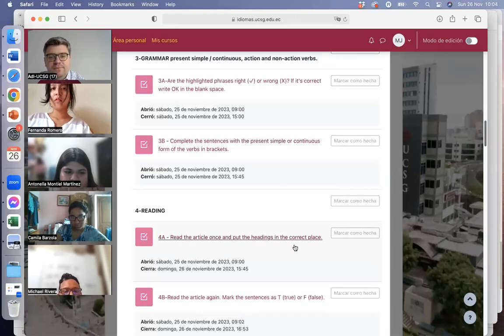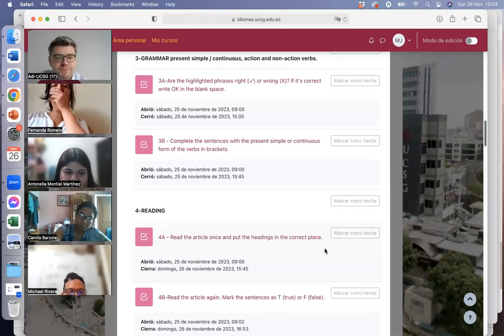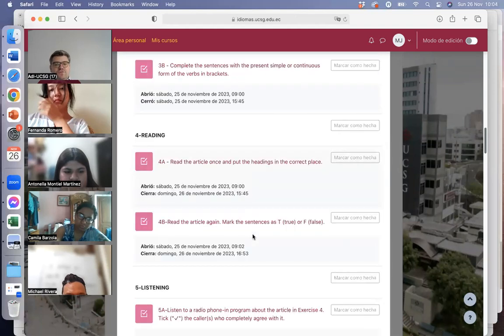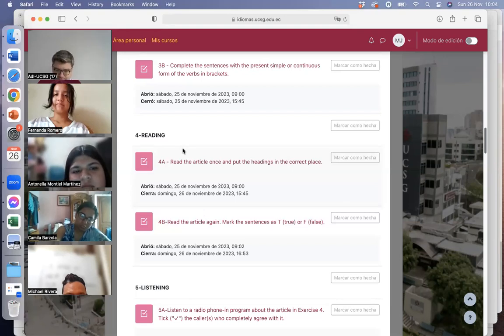Read the article and put the headings in the correct order. So again, this is organizing the heading of each paragraph. Super easy, straightforward task. And the second, read the article again and mark the sentences that are true or false. Very easy activities. I give 10 minutes each, but we are going to be moving a bit faster. So try to do it as fast as you can. Again, activities 4A and 4B from your Moodle workbook. Okay, you can start the activities now.